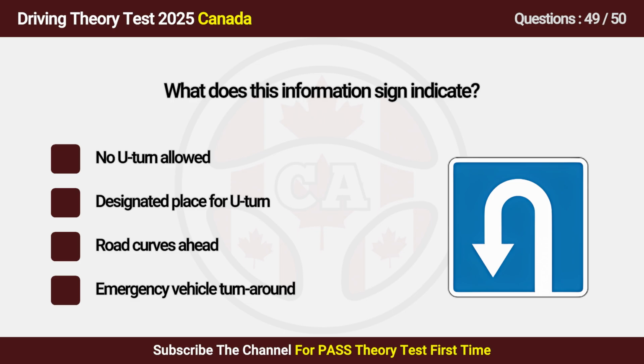A. No U-turn allowed. B. Place for U-turn. C. Road curves ahead. D. Emergency vehicle.